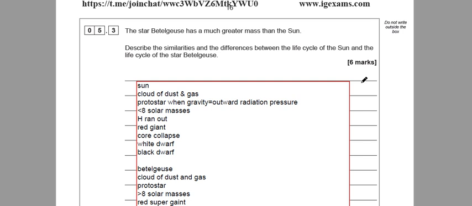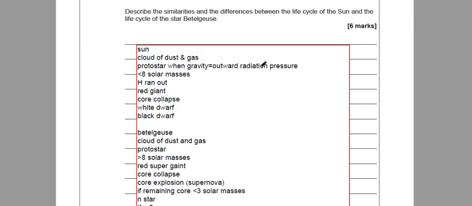Star Betelgeuse has much greater mass than the Sun. Describe similarities and differences between the life cycle of the Sun and Betelgeuse. The Sun formed first from a cloud of dust and gas, where a protostar formed when inward gravity equals outward radiation pressure.